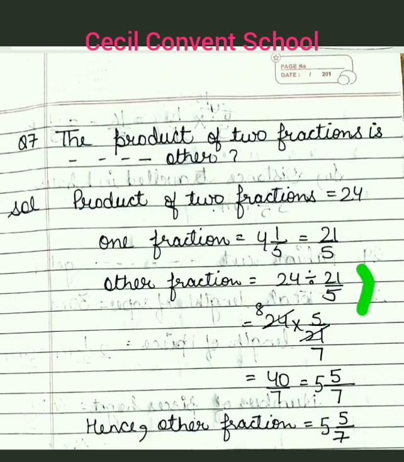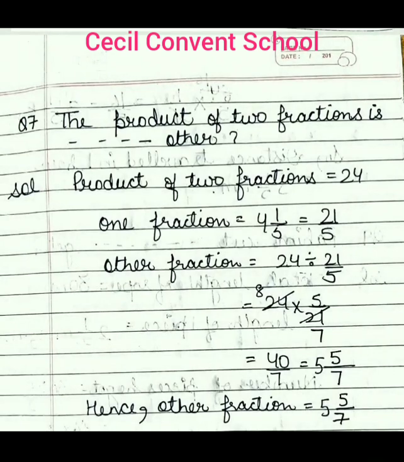Now we will see which two numbers can be cut by one table. Now 24 and 21, both the numbers come in 3 table. 3 7s are 21, 3 8s are 24. So answer will be 8 5s are 40, 40 by 7, which is in an improper form. We convert it in mixed form by dividing. So answer will be 5 5 by 7. Then we write hence line. Hence line is the last line. Hence the other fraction is 5 5 by 7. Clear? There is no unit, so we will not write. After that, we do question number 8.